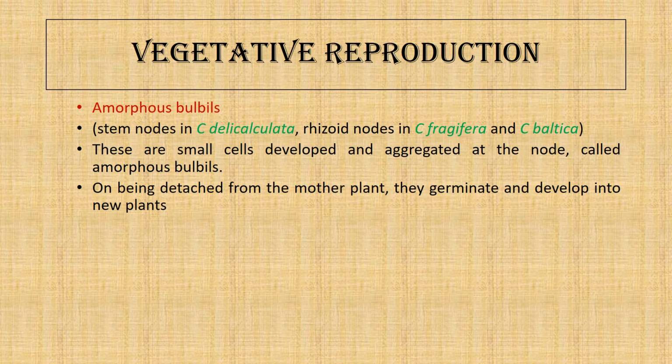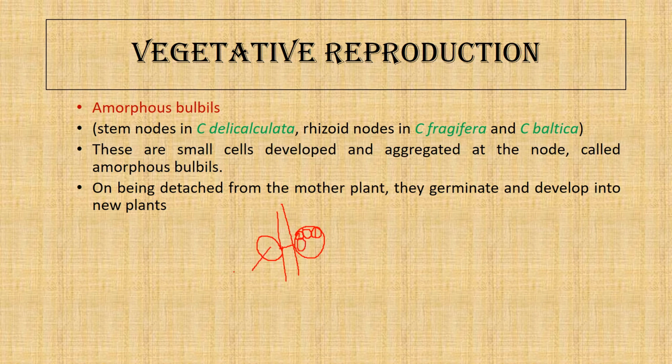Then is the amorphous bulbils. Now, amorphous bulbils, just like other bulbils, the normal bulbil, develop from the nodes of either the stem or the root of a Chara plant. But this is the normal bulbil. But the amorphous bulbils will be of much smaller size and numerous in number. They will be numerous in number but very small size.